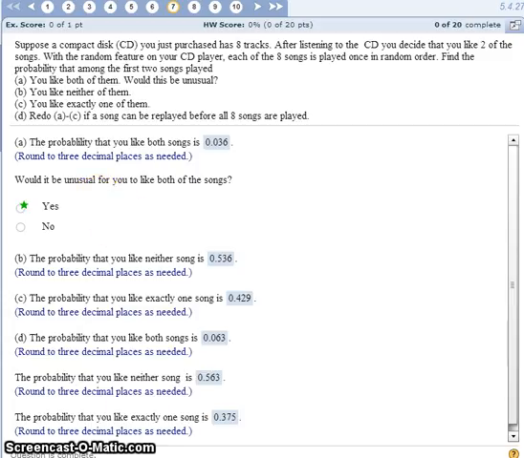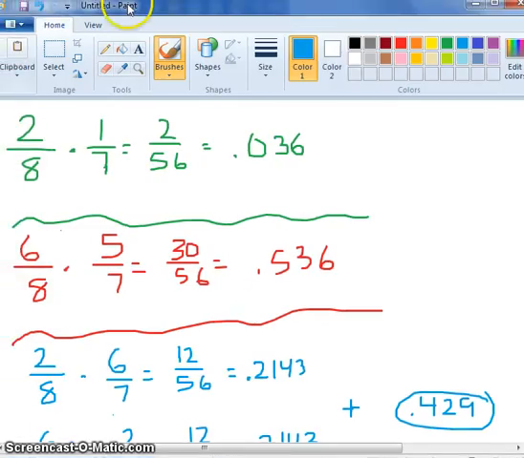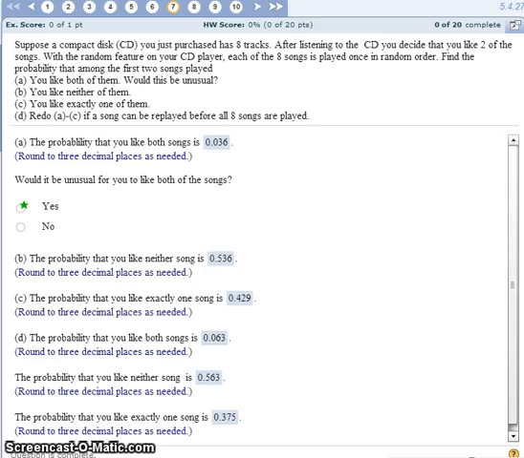So you multiply the probability that you like the first song, which you have a 2 out of 8 chance, multiply by the probability you like the second song. Now there's just 1 song you like left out of the 7 remaining tracks. So multiply that, you get 2 out of 56, which reduces to this. That's pretty unusual. That's about a 3% chance, 3.6%. So it would be very unusual that you like both of the songs out of the first 2 played.